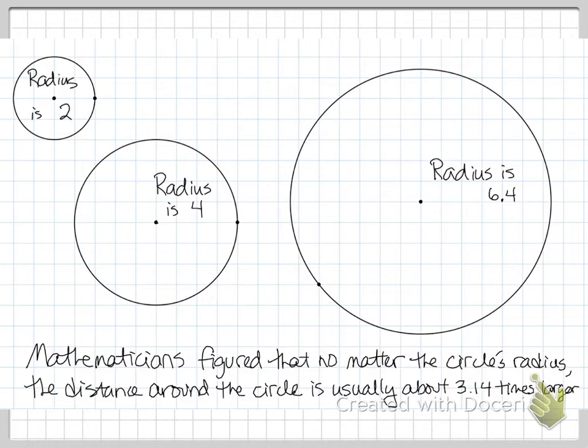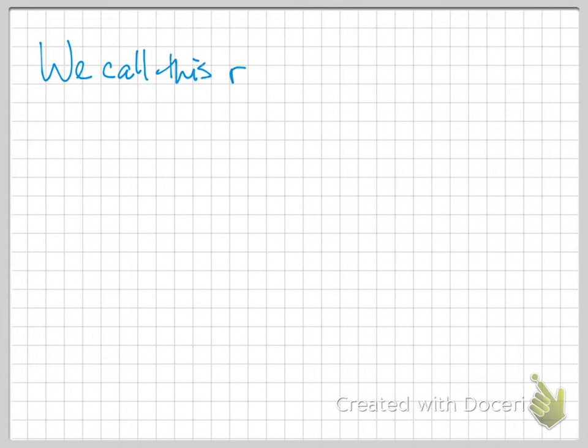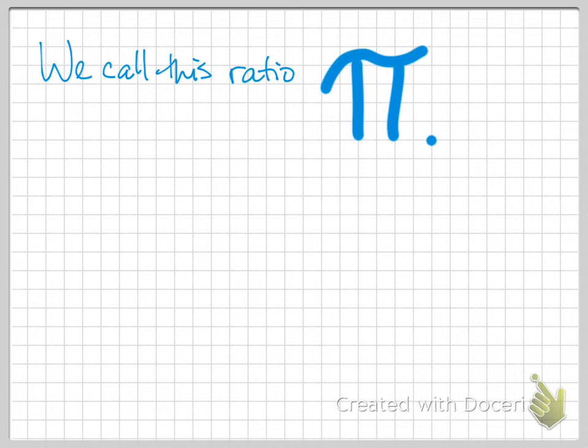Mathematicians a long time ago figured out that no matter what the radius of the circle is, the distance around that circle is usually 3.14 times larger, or 3 and 14 hundredths times larger. So no matter what the radius happens to be, no matter how much you shrink it or how much you enlarge it, the circumference is a little over 3 times larger than the radius. That is why we have the concept of pi. We call this, again, the ratio of what pi is.